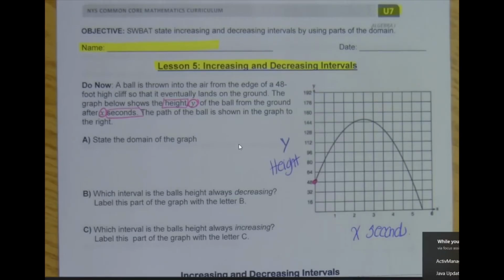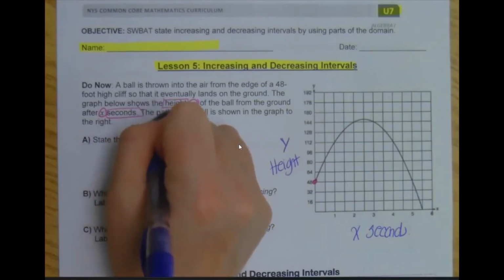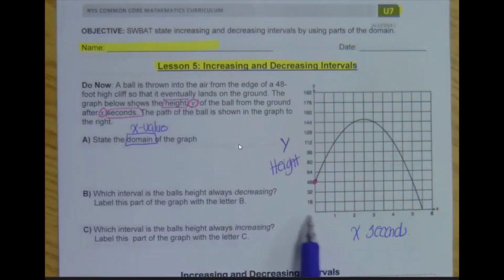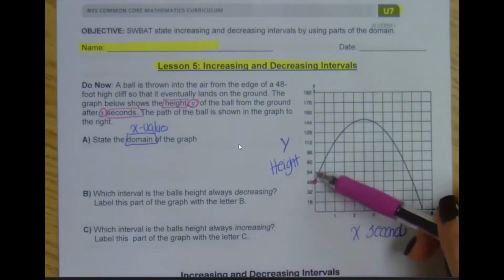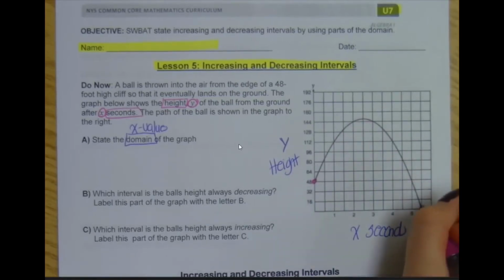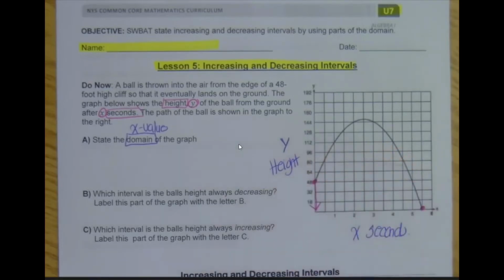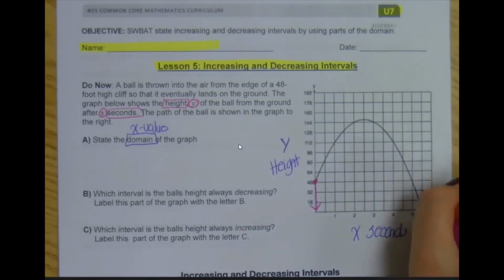All right. So as I look at part A, it says state the domain of the graph. Well, domain is going to be a key word here. Domain tells me to look at my x values. And I know that x moves left to right, okay? So I want to look at my point that's all the way to the left on the graph and my point that's all the way to the right on the graph, which is over here. And I want to drop it down to look at what x values are representing those points, all right?